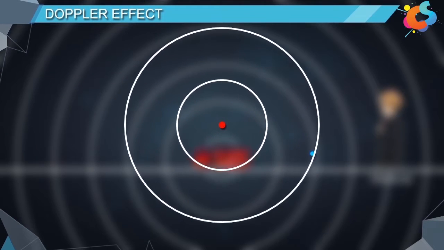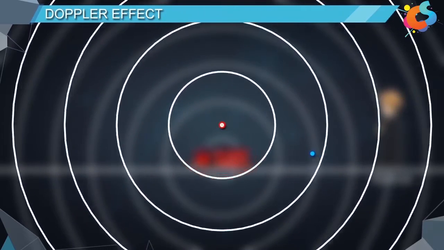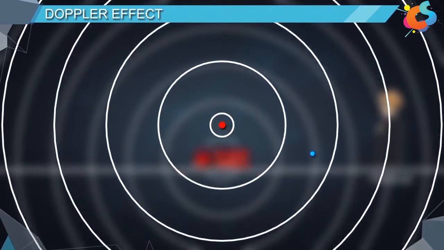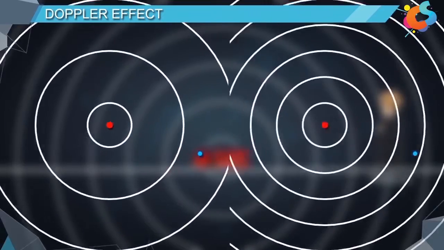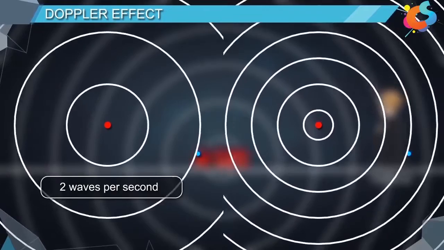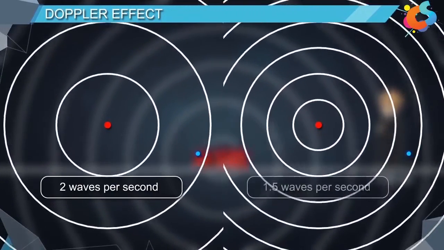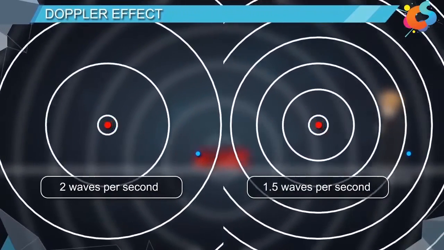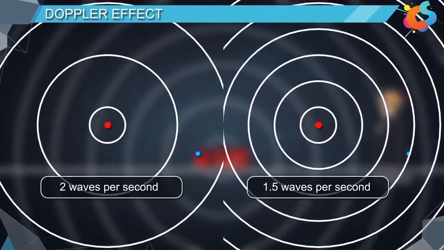Frequency of a wave is the number of waves that pass a given point in 1 second. In this case, it is 2 waves per second, and in this case, it is 1.5 waves per second, or 3 waves every 2 seconds.